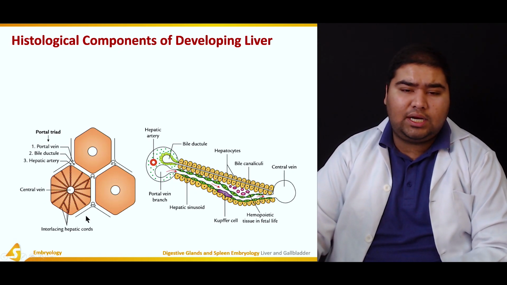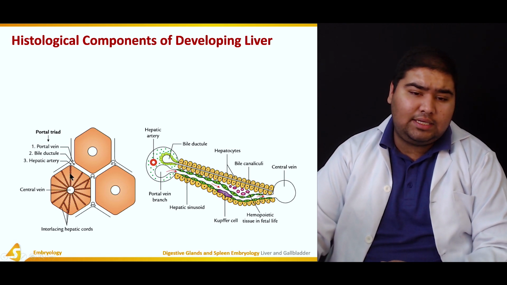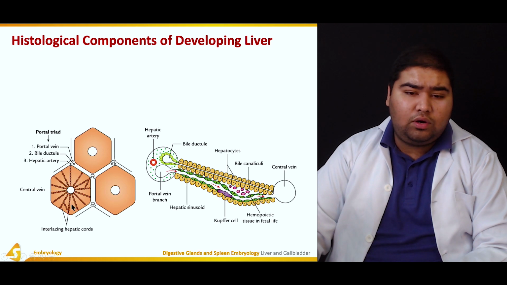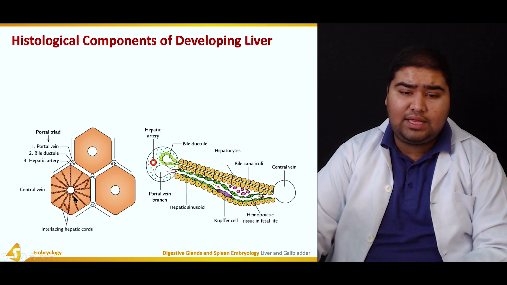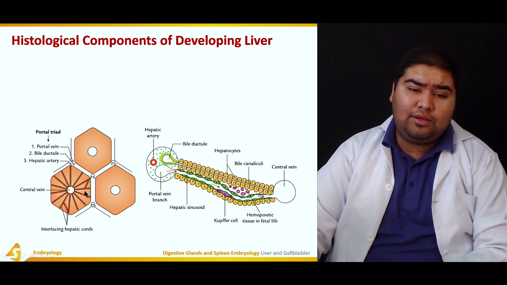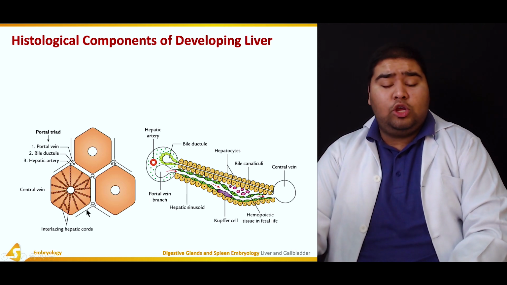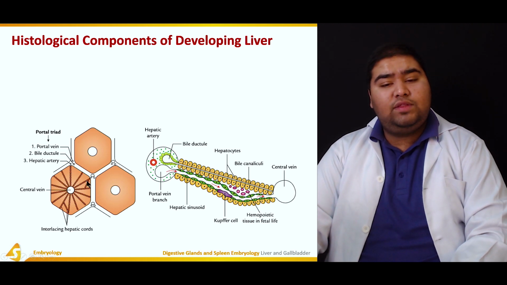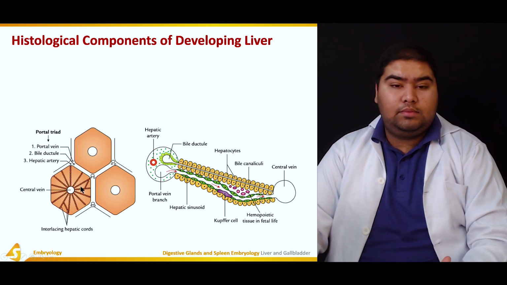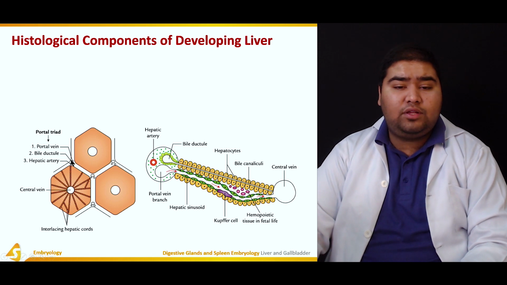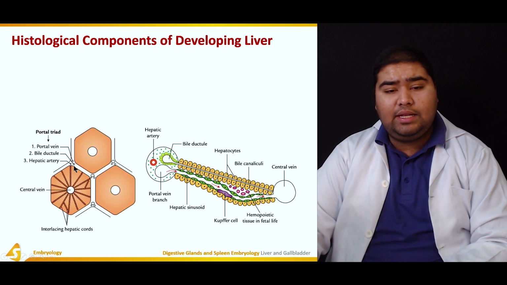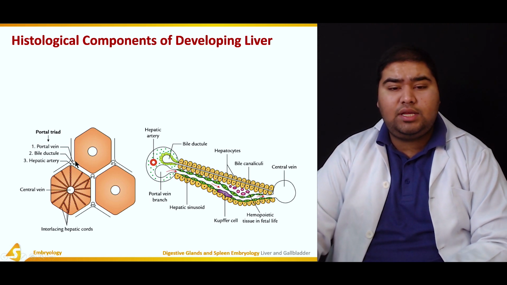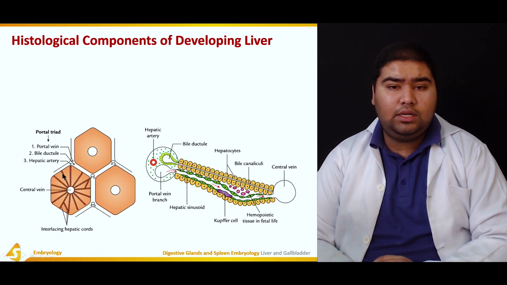So this is what I was talking about. A hexagonal structure is formed with the central vein in its center. These are the hepatic cords which are interlacing with each other. They're arranged radially, that is, at a 90-degree with each other. At the junction of these hexagonal structures, we have three important structures: the portal vein, the bile ductule, and the hepatic artery. They form the portal triad.